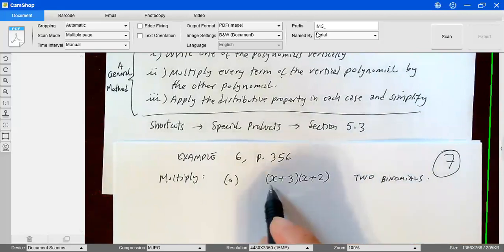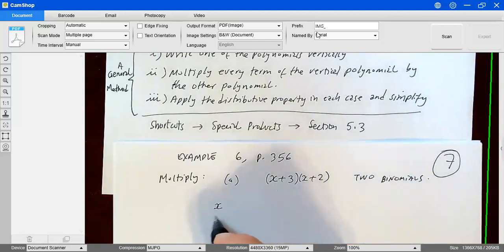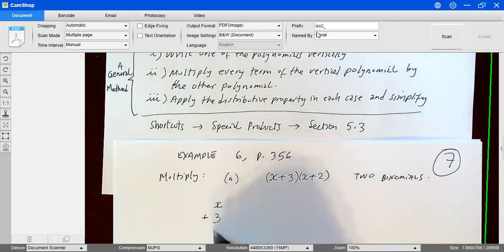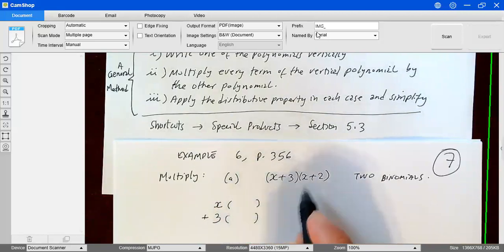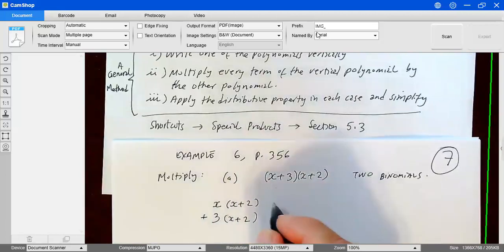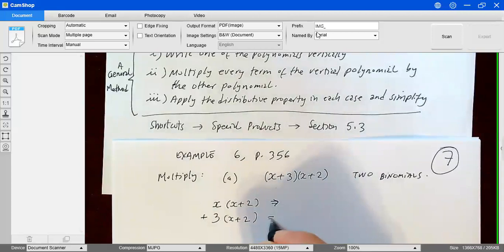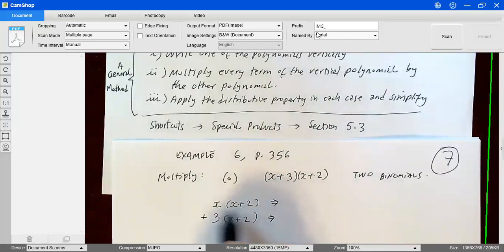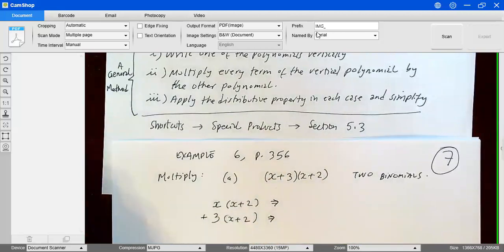So I'm going to write vertically the first one. So I'm going to write x plus 3. So that's the first polynomial written in a vertical format. And then I'm going to multiply each of those terms by the other polynomial. So the other polynomial is x plus 2. And then we proceed with the corresponding multiplications, applying the distributive property. So you're going to apply the distributive property here.